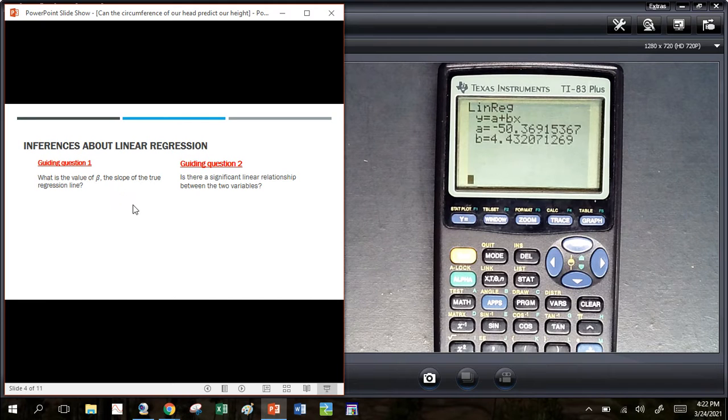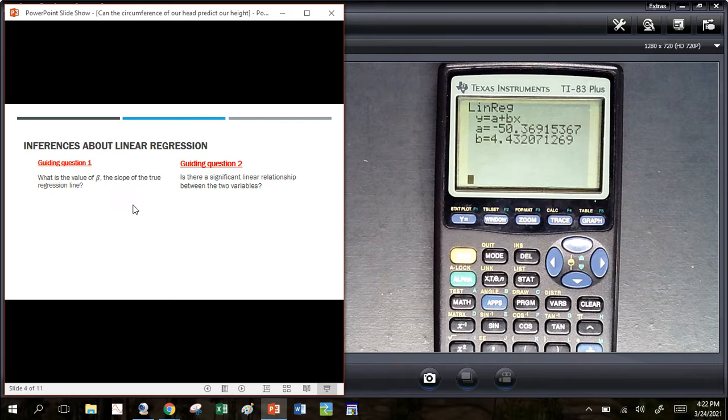In today's lesson, we're going to be doing two things. We have two guiding questions. The first is, what is the value of beta, which is the slope of the true regression line? What I mean is I could take another sample of 10 children and get a different value for b, the slope. I could take another set of 10 children and get yet another value of the slope. So we're going to try to answer what is the slope of that true regression line.